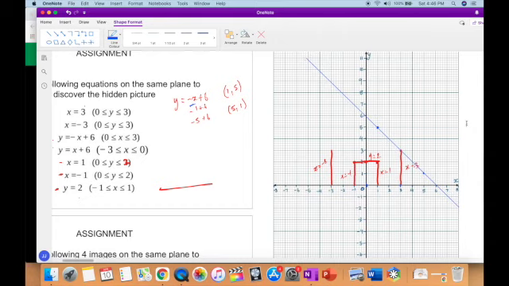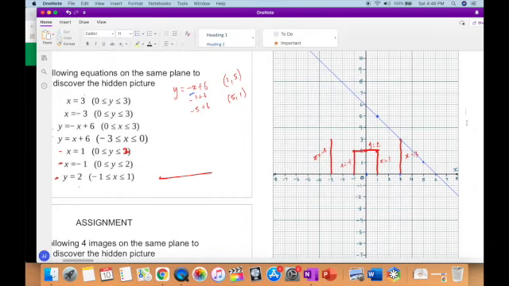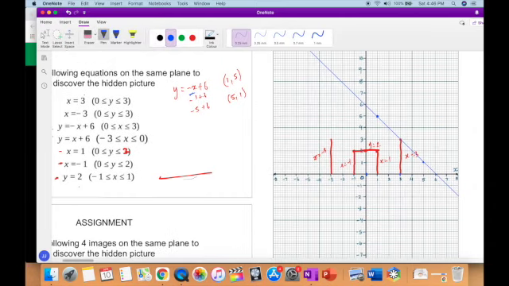But we don't want all that. We just want a range, and the range that we want is 0 to 3. So this is x is 0 from here, and this is x is 3 over here. So from 0 to 3. This part of the line is what we want, from here to here.